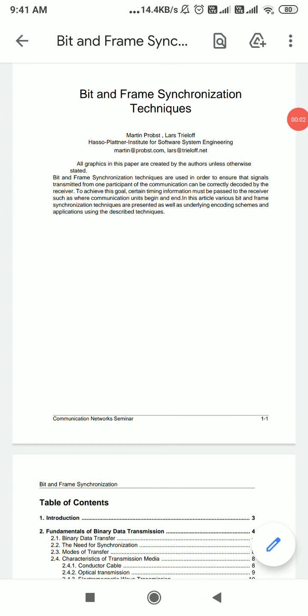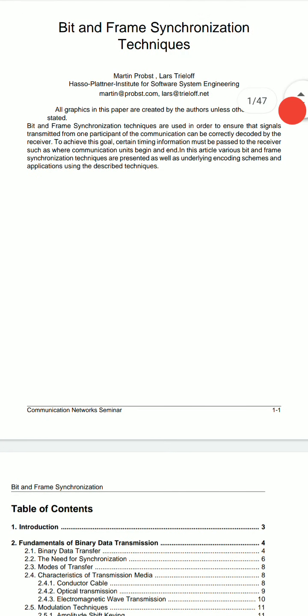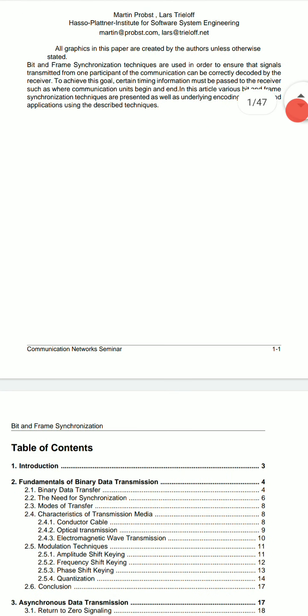Good morning. In today's session, we will see about the synchronization that will be needed in digital communication. So here we want to see about the bit and frame synchronization technique. So what is the need of the synchronization?